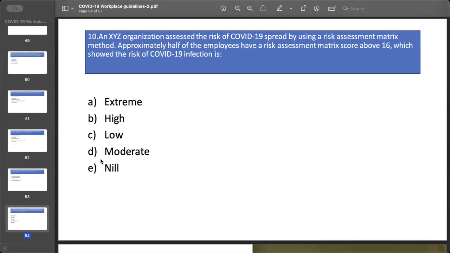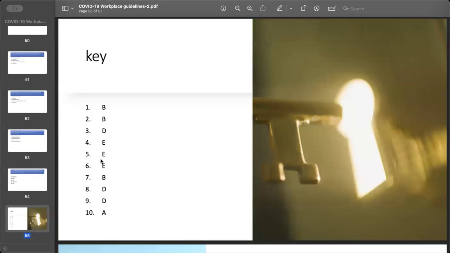Question number 10. The XYZ organization assessed the risk of COVID-19 spread by using a risk assessment matrix method. Approximately half of the employees have a risk assessment matrix score above 16, which showed the risk of COVID-19 infection is: option A, extreme; option B, high; option C, low; option D, moderate; and option E, nil. Option A is the correct answer. This is the key of all these MCQs.